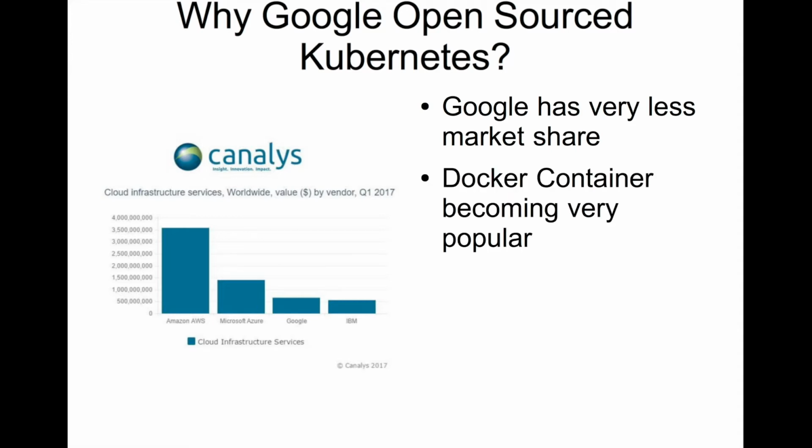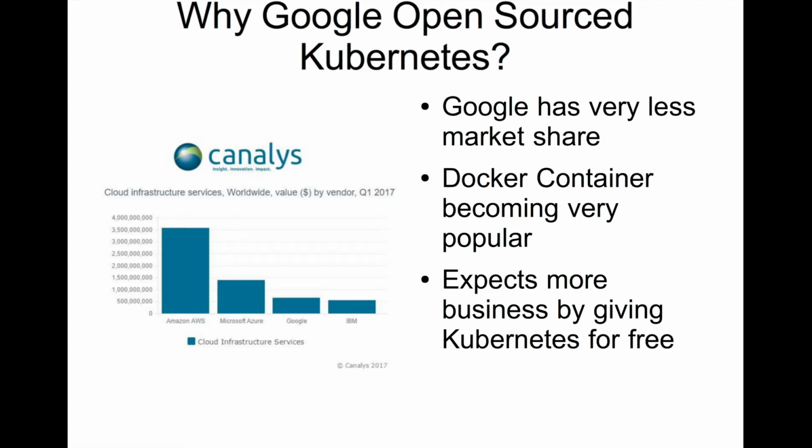Google knows that Docker containers are becoming widely popular across the industry. Hence, Google open sourced Kubernetes to attract customers who want to run and manage Docker containers in the cloud. Google expects to gain more market share in the cloud infrastructure services market by giving away Kubernetes for free.